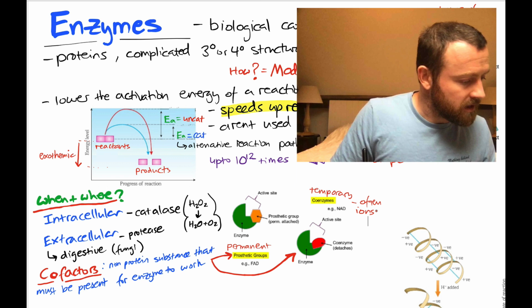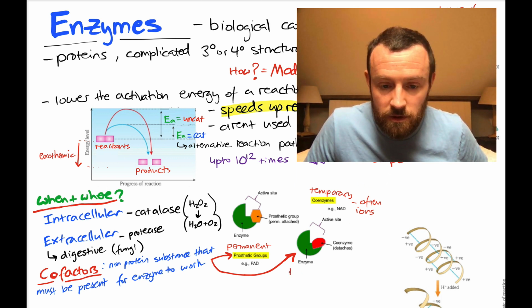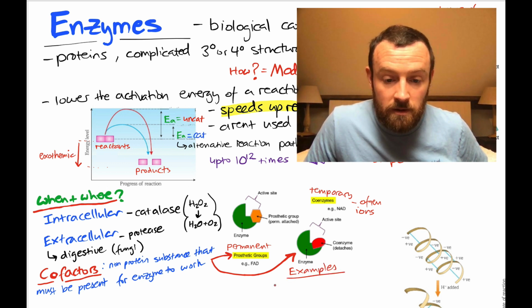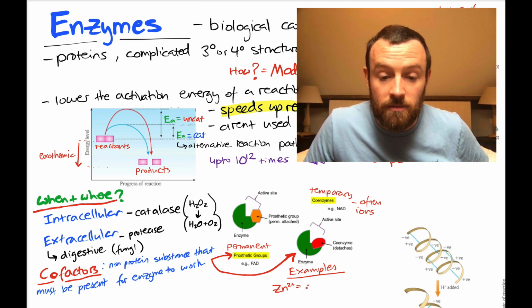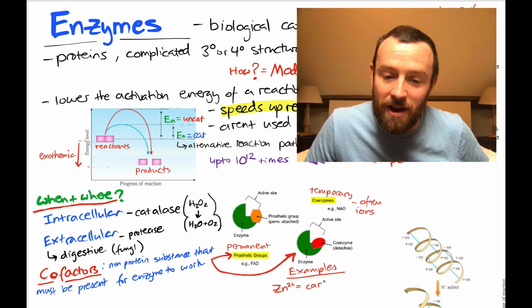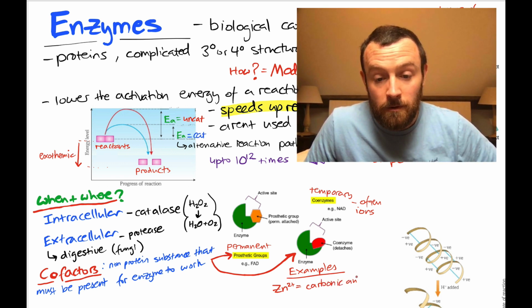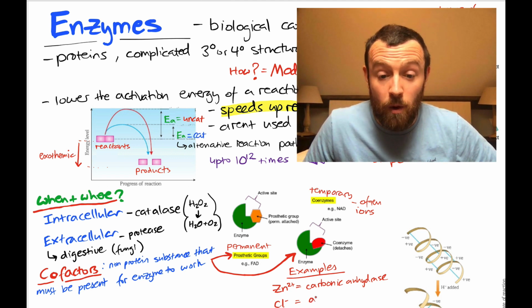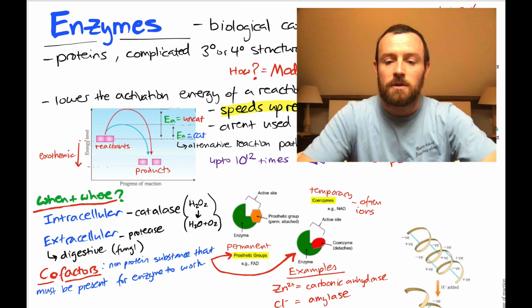And there is one that you need to know. Two examples. Let's just write examples. Zinc is an ion required as a coenzyme for carbonic anhydrase. And chlorine is required for amylase. And those are the two examples that you need to know, okay? Right, moving on.